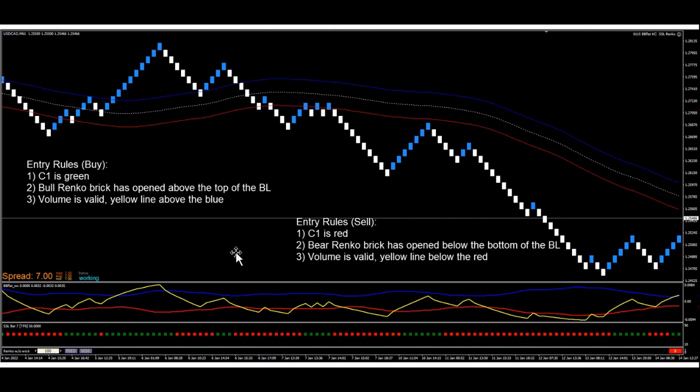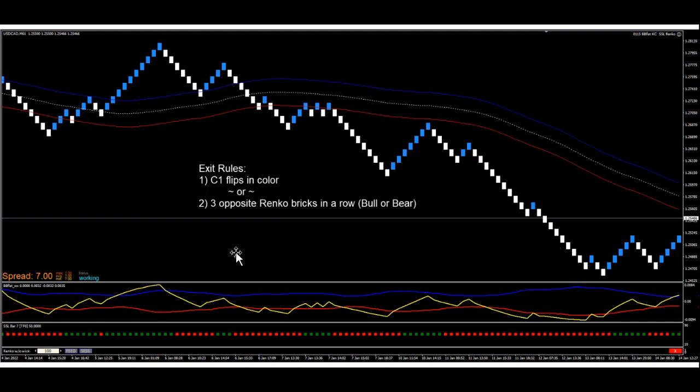So those are our entry rules, and here are our exit rules. Now the exit rules are pretty simple. Number one, we're looking for our C1 to flip, meaning if it was red, as soon as we get a green, we exit the trade. Or, what's kind of interesting about Renko bricks is that you can have something similar to a trailing stop loss because they are totally dependent on price movement.